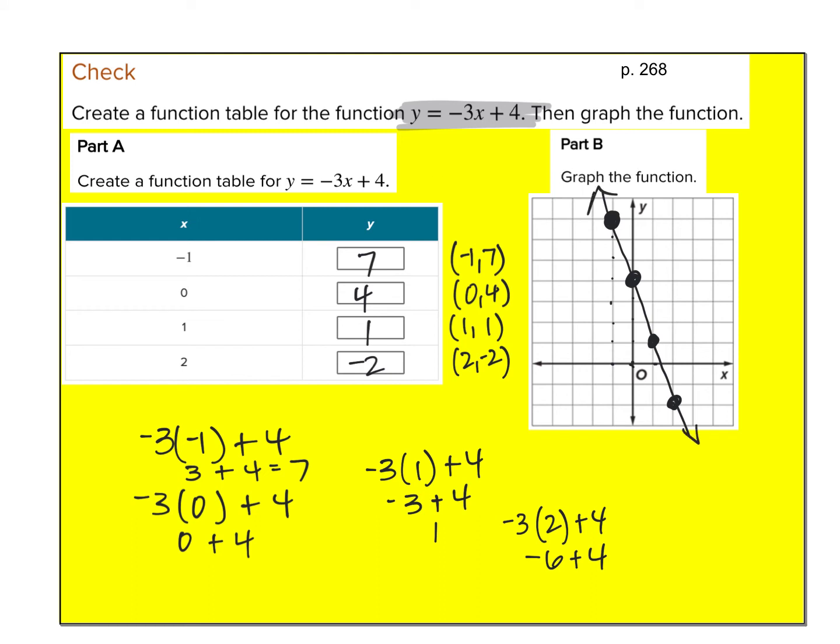Okay, now to check that we did this correctly, let's test. So here was my equation, negative 3x plus 4. Okay, let's start with the y-intercept. Where does it cross? It should cross at 4. Well, this does look like 4 here in green.